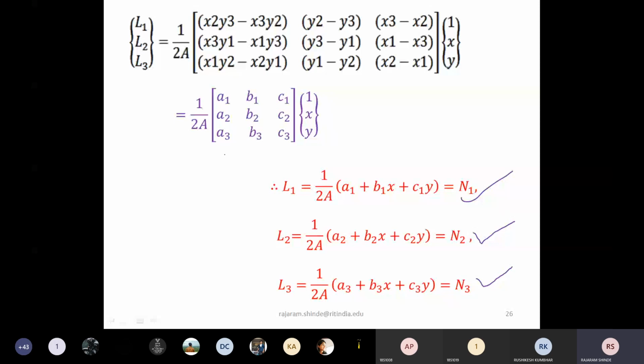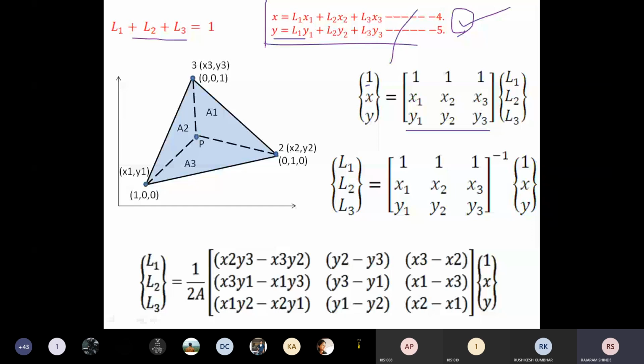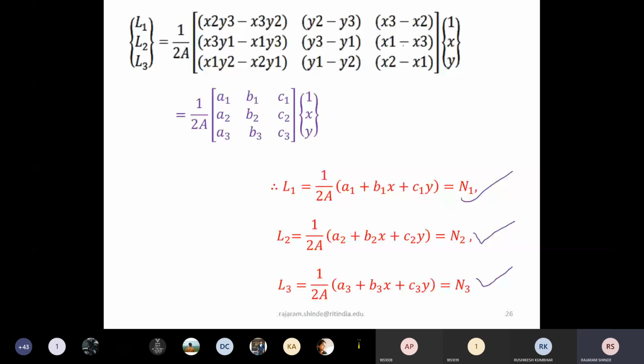Now see here, these shape functions we got from the equations which we have taken, that is x is equal to L1 x1 plus L2 x2 plus L3 x3, and y is equal to L1 y1 plus L2 y2 plus L3 y3. It means your assumed equations are correct equations. That means variation of the geometry we can write with the help of these equations. These equations are proved. Now you see here, these are the shape functions.